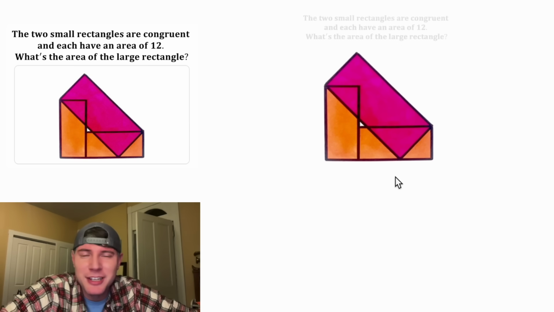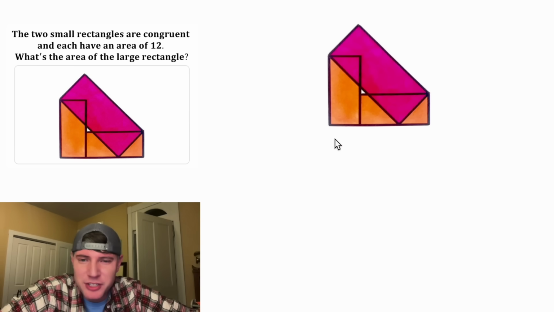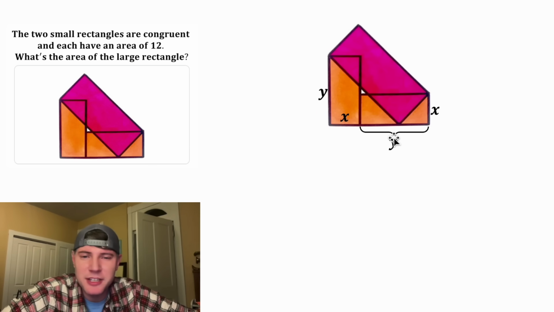First, let's label the smaller side of these orange rectangles X. This one will also equal X. And then we can label the longer side of the two rectangles Y. So this one will also equal Y. And we know that the area of each of these rectangles is equal to 12. So the base times height, X times Y, is going to equal 12. This looks important. Let's put a box around it.